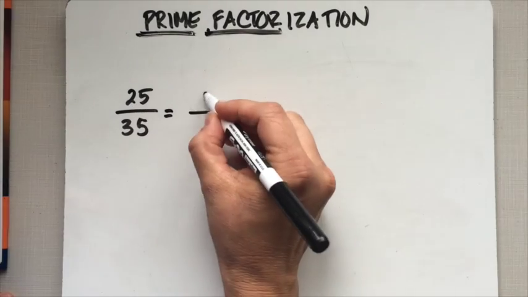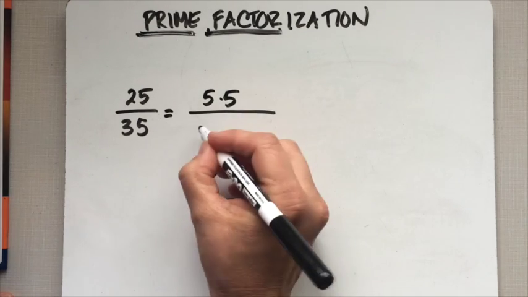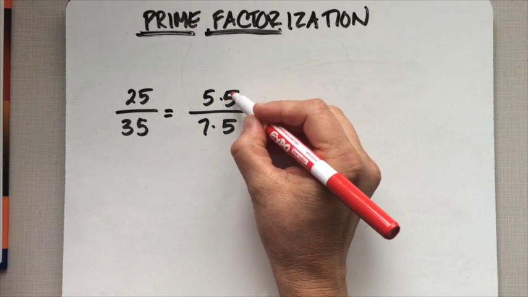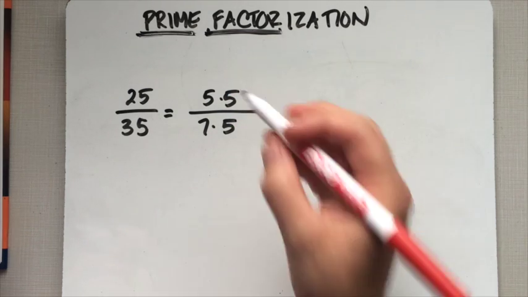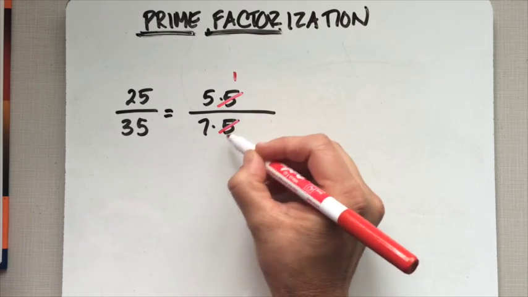So 25, hopefully you know, is 5 times 5. 35 is 7 times 5. And so I didn't need the tree. I knew what each number's factors were. And the more you practice, the more you're going to know those factors. And I can see I have a factor of 5 in the numerator and a factor of 5 in the denominator. 5 divided by 5 is 1, so these cancel to 1.